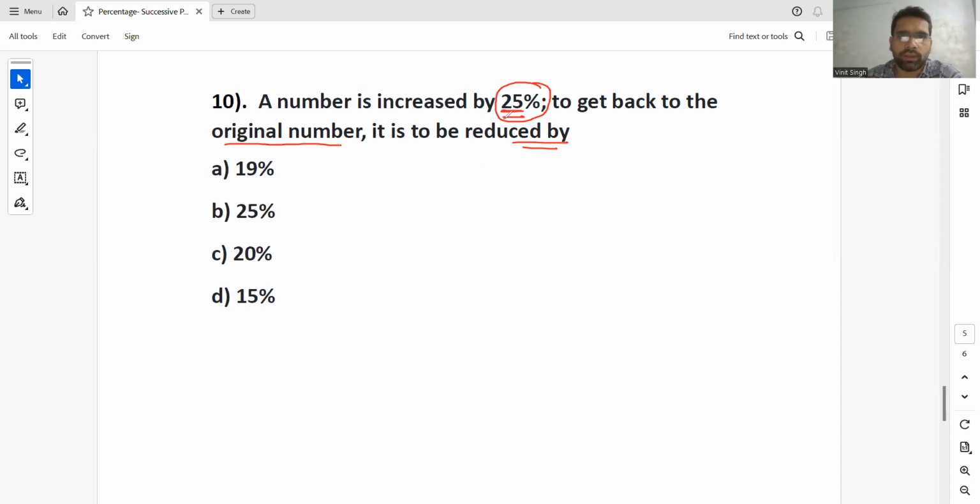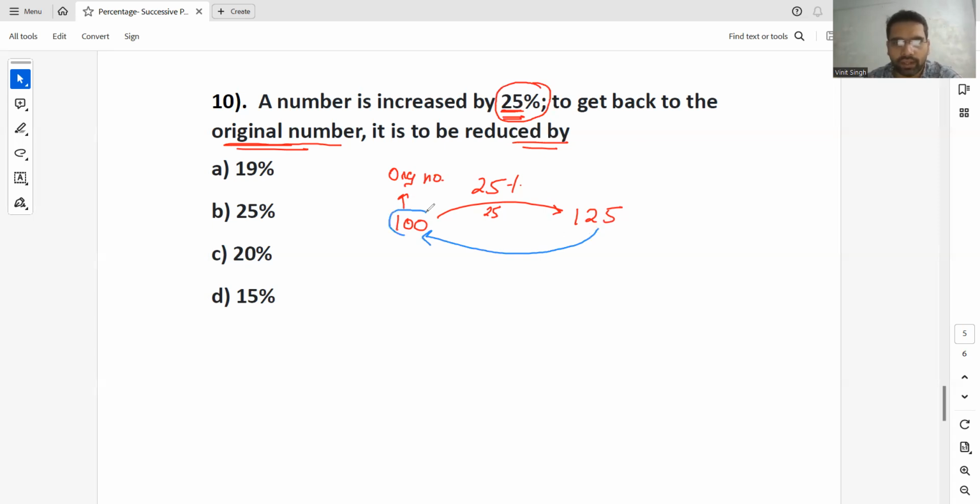Here, when the number is not given, we'll assume the number is 100, increased by 25%. So 25% of 100 is equal to 25, and it becomes 125. After the 25 increment, it becomes 125. But to get back to the original number, from 125 we have to move to 100. So how much percent will we reduce 125 so that we can get 100 as an answer?